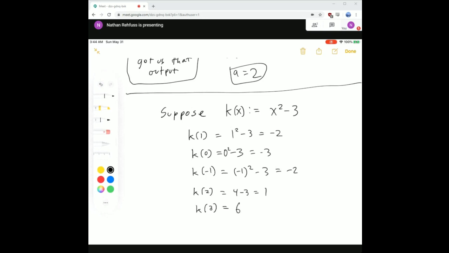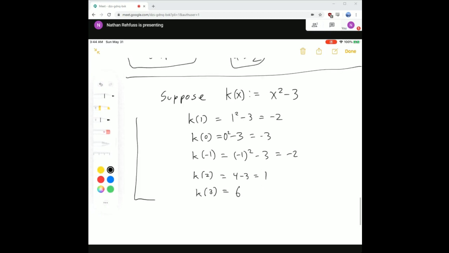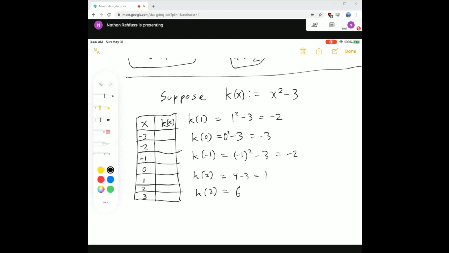So I could even make a table for inputs and outputs. This is a nice tool, an input-output table. Lets us see the behavior of the function. So let me plot a few points. -3, -2, -1, 0, 1, 2, and 3. Let's say I have all of those inputs and I want to know the outputs. Well, I already computed most of them. Let me fill in the rest of this table here. They go 6, 1, -2, -3, -2, 1, and 6.